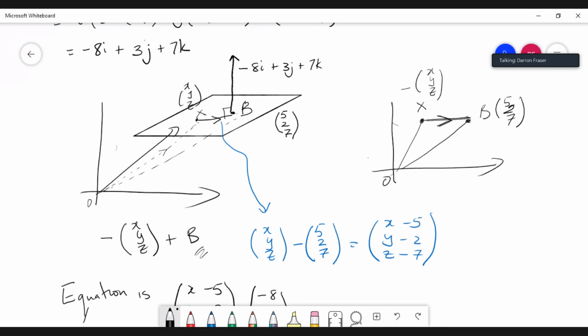So this line here from x to b is going to be, we kind of spin it wrong, but it doesn't matter seriously. We have x, y, z minus 5, 2, 7. It doesn't matter if we're going from b to x or x to b. We just want the line in the plane that's perpendicular to the vector that we have just found. So that is how we get x minus 5, y minus 2, z minus 7.